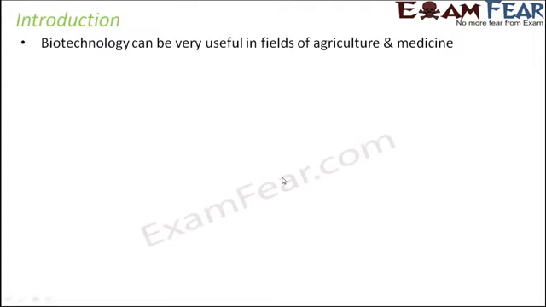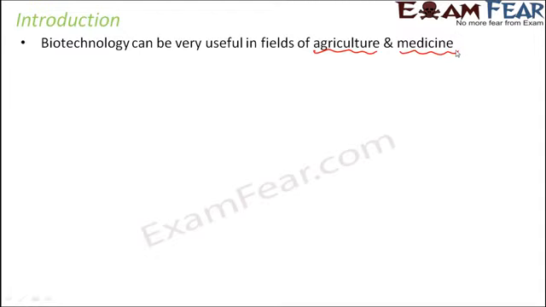Now, biotechnology can be very useful in the fields of agriculture and medicine. These are two very important fields. Take agriculture, for example. If you consider our country, India is an agricultural country where more than 50% of the population is dependent on agriculture. In fact, we all depend on agriculture because that is where we get our food. So if we can bring some improvement in the field of agriculture, that's going to be really good. So biotechnology helps in agriculture and medicine.